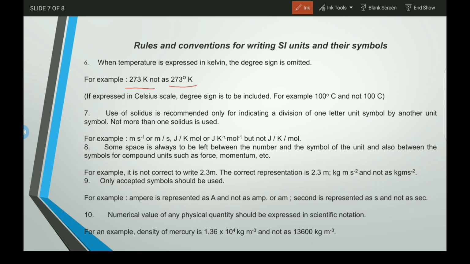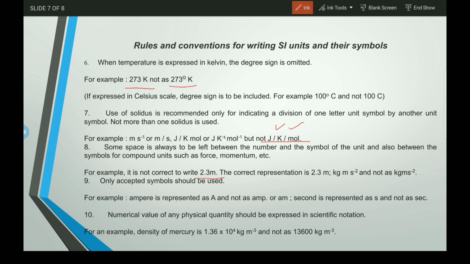The next rule is that use of solidus is recommended only for indicating a division of one unit symbol by another unit symbol. Not more than one solidus is used, as we have given in an example at the last, that is joule per Kelvin per mole. We need not put the solidus sign again and again. Next, some space is always to be left between the number and the symbol of a unit and also between the symbols of a compound unit such as force, momentum, etc. As in the example, when we have to write 2.3 meter, we have to put a space between 2.3 and the meter.